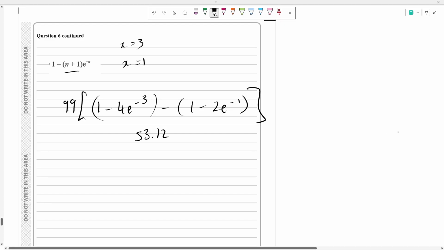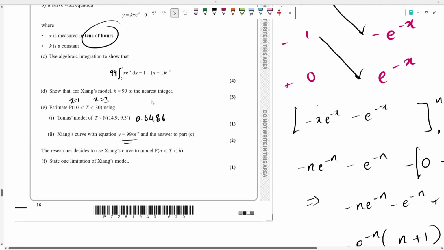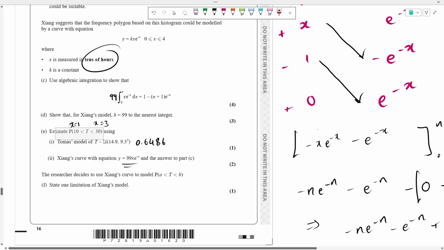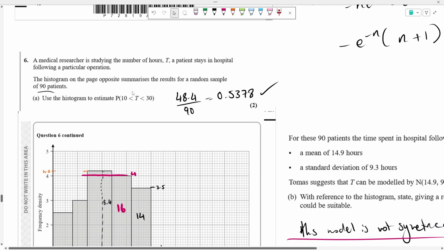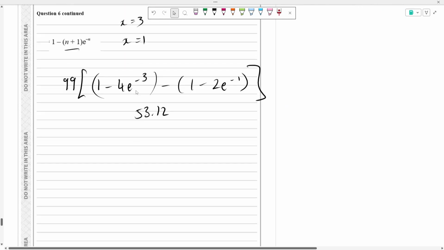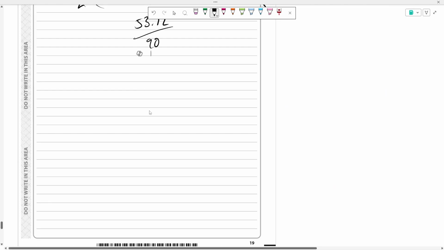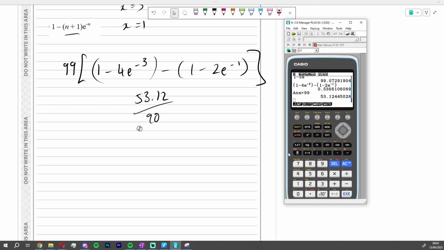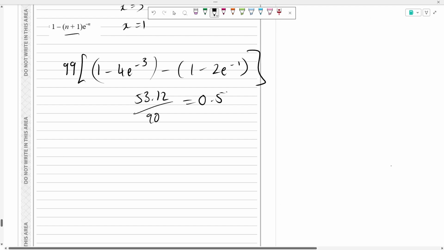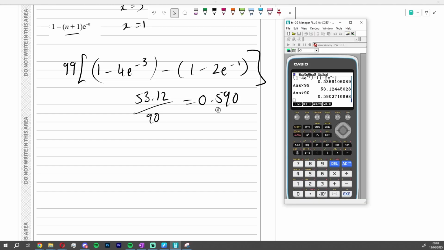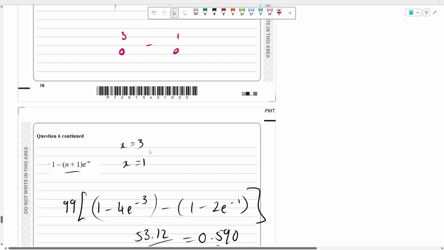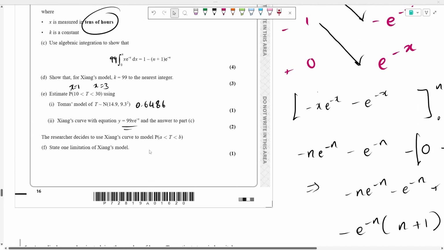But back in the question, it said a probability. Can we have a probability bigger than 1? No. We do know that the whole amount of people adds up to 90, so I'm going to divide this answer by 90. What that gives me is 0.590. Or was it 0.591? 0.590. Cool.